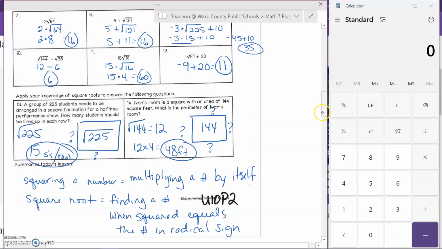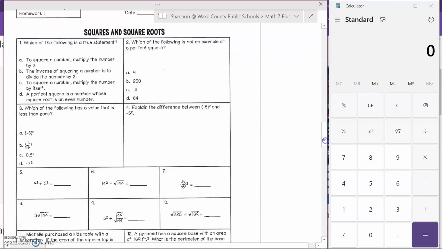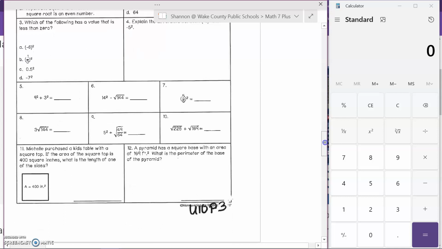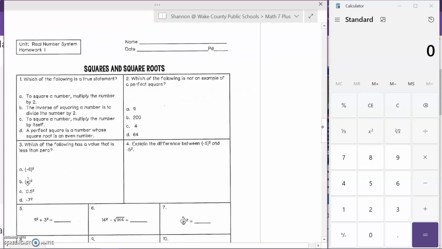All right, let's do a little bit more. I want you on page number 3, I want you to answer these problems. You're going to pause the video, answer all of page 3 on your own, and then come back and check your answers. These are just exact problems just like we just did. So pause and answer.